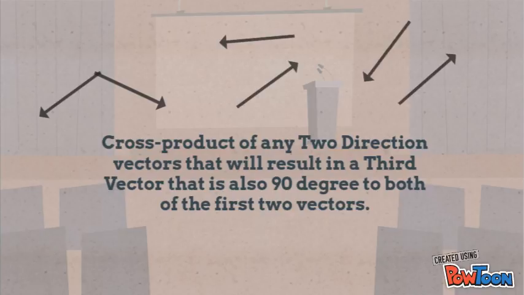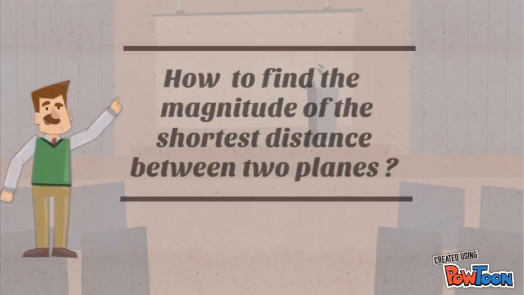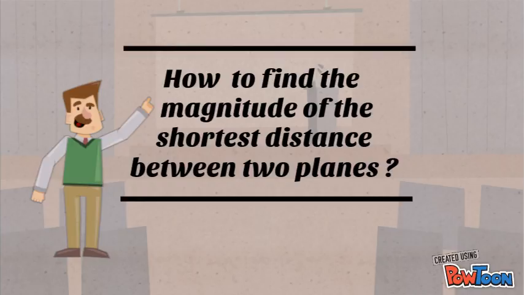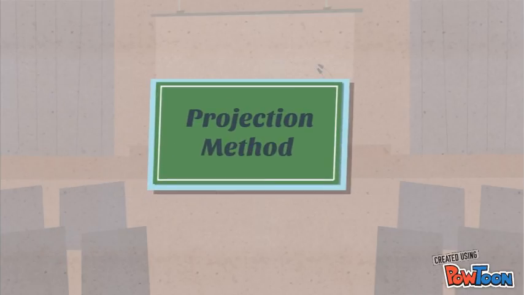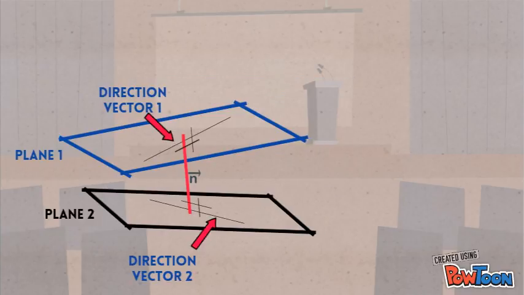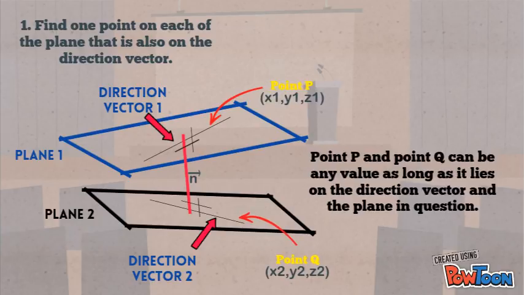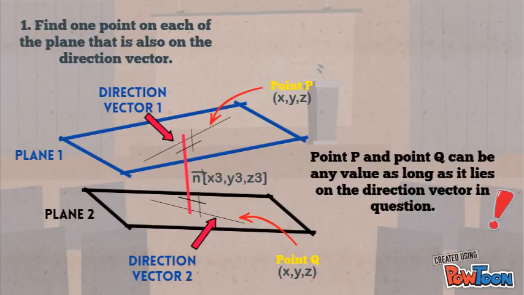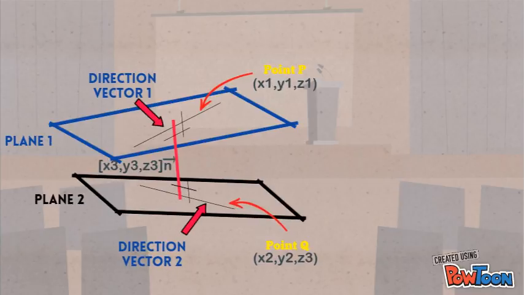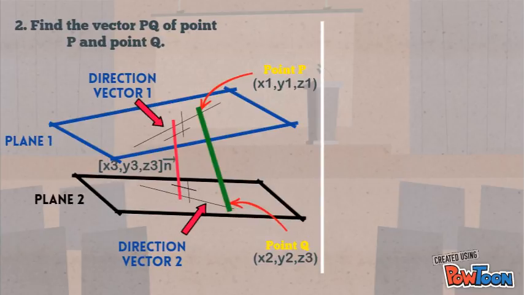The reason why the cross product is used here is because the cross product of any two direction vectors will result in a third vector that is also 90 degrees to both of the first two vectors, and it proves our point here. After you have determined where the perpendicular line will be, you can move on to calculate the exact distance by means of projection. First of all, you need to find one point on each of the planes that is also on the direction vectors in question. Say point P on plane 1 and point Q on plane 2, and this point can be any value as long as it lies on the plane and on the direction vector itself.